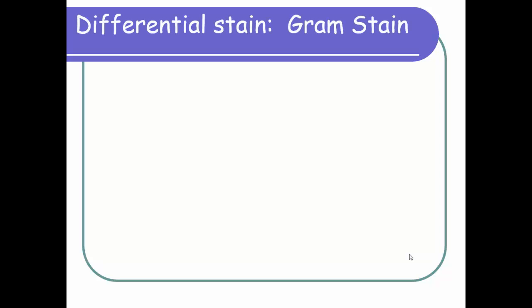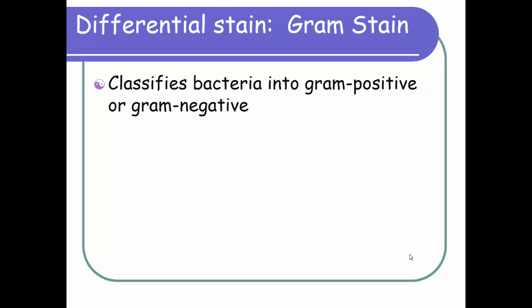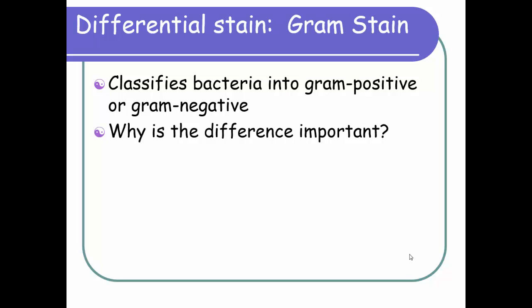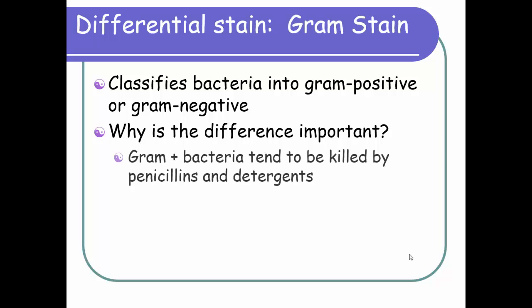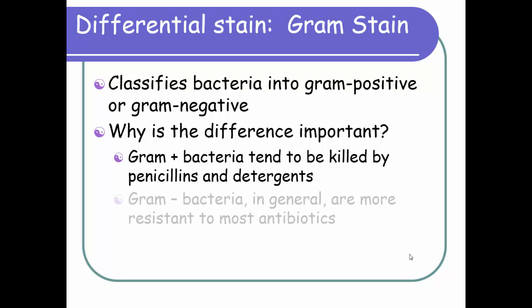Differential stains. The Gram stain classifies bacteria into gram-positive or gram-negative bacteria. Why is this difference important? Well, for one thing, gram-positive bacteria tend to be killed by penicillins, cephalosporins, and certain detergents, whereas gram-negative bacteria in general are much more resistant to most antibiotics. Why would this difference be important to me as a clinician? Why is it important I know whether or not my patient has a gram-positive or a gram-negative infection?